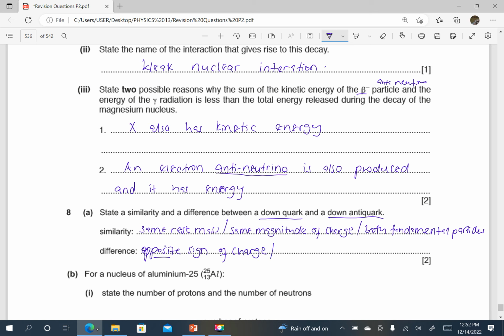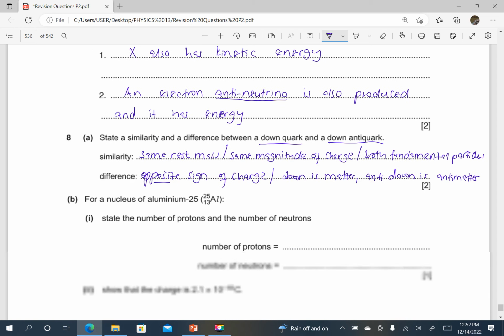That's one. Number two, down is matter. Down quark is matter. Anti-down is antimatter. So those are the differences between those two.